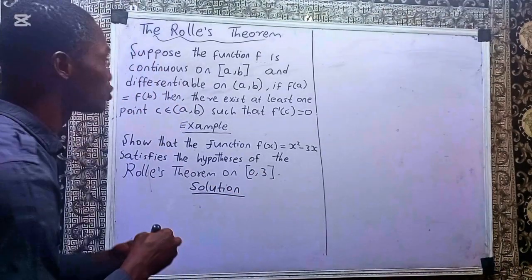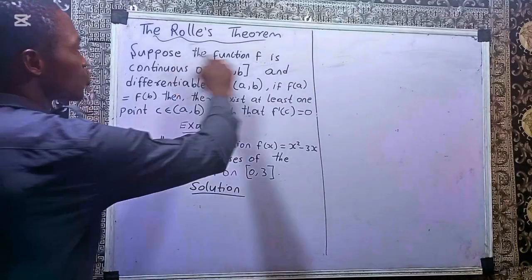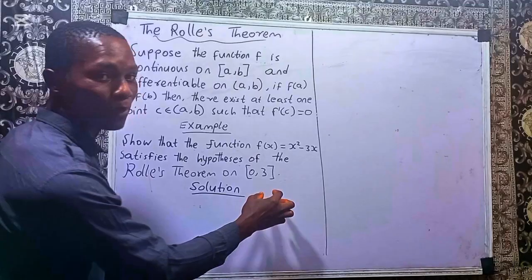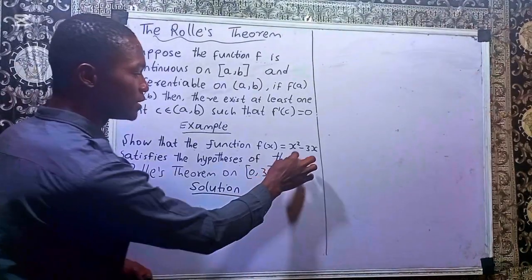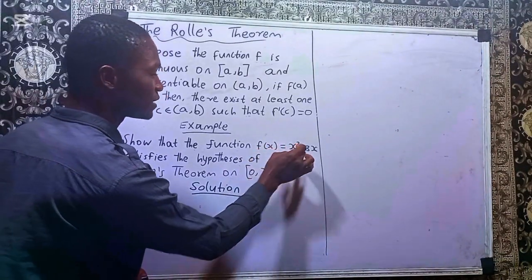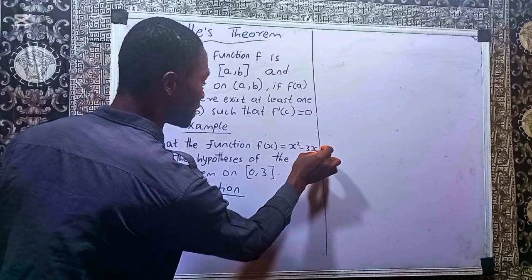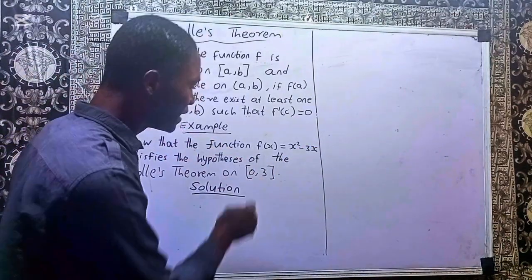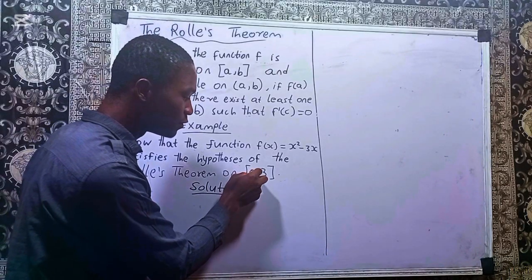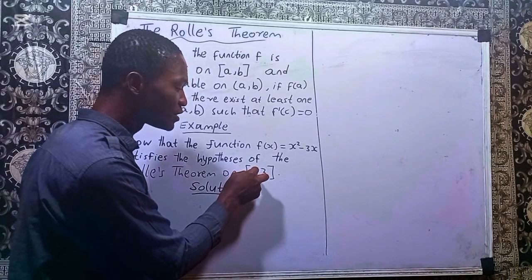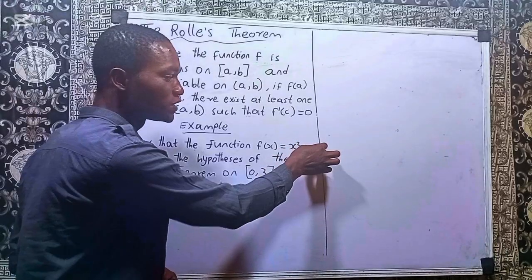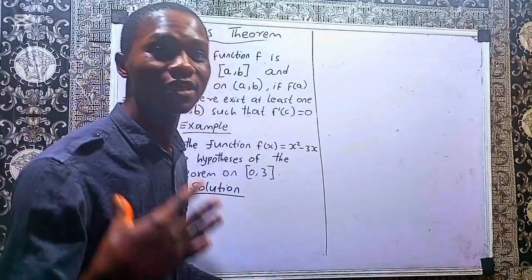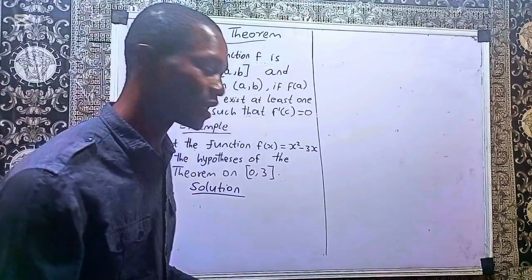Now the first thing you have to check is whether the function is continuous on the closed and bounded interval. What is the closed and bounded interval? [0, 3]. Is this function, f of x equals x squared minus 3x, continuous here? Clearly, any number you pick from 0 to 3 and substitute for x, you will always get a real number. You will never get infinity or undefined.